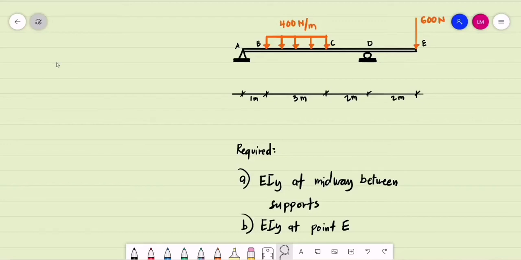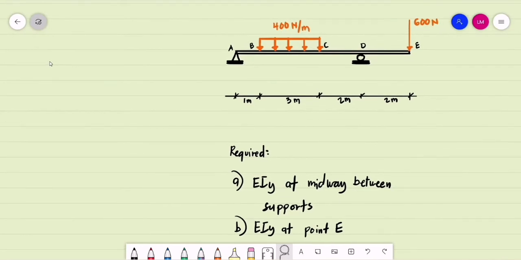Okay, good day. So let's have another example for the double integration method. For example, we have this beam loaded as shown, and we are required to determine letter A, that is EIY at midway between supports. That is, EIY is the same as the deflection equation. Then we have letter B, that is EIY at point E.